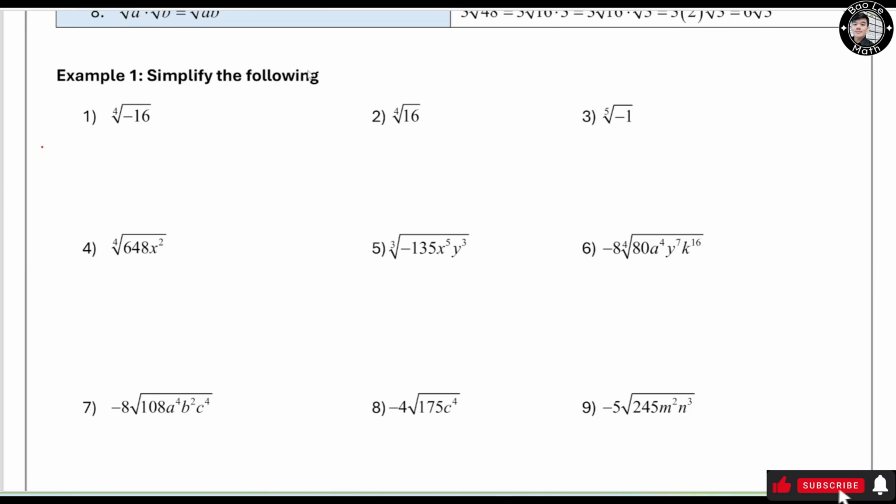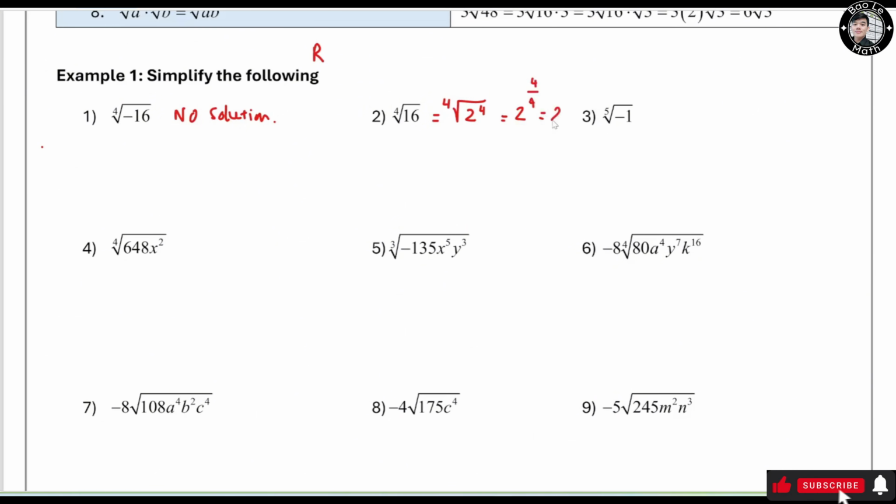In this lesson, we're going to work on the three number system. So this is the even root of negative 16. This is no solution because we can't take the even root of a negative number. Now, number 2, the 4th root of 16 is going to be the 4th root of 2 to the power 4, and it's going to be 2 to the power 4 over 4.